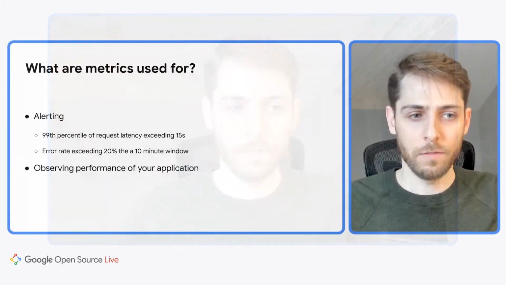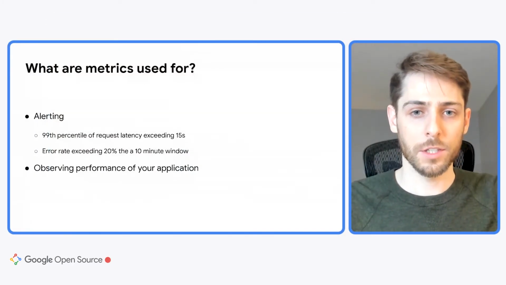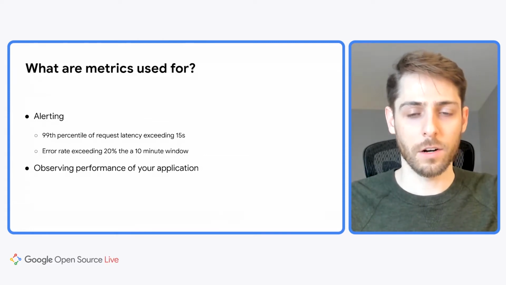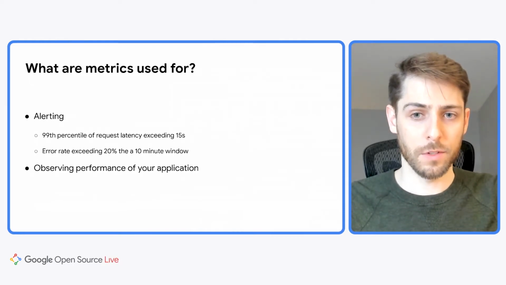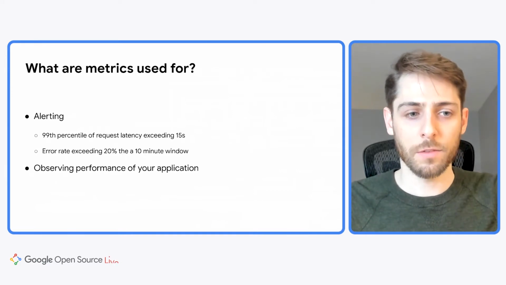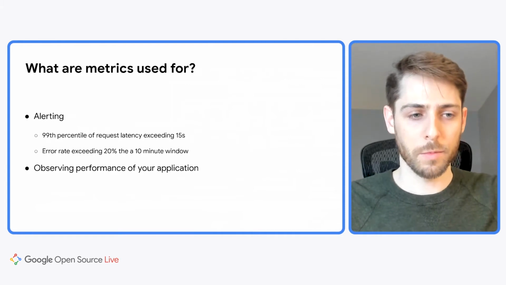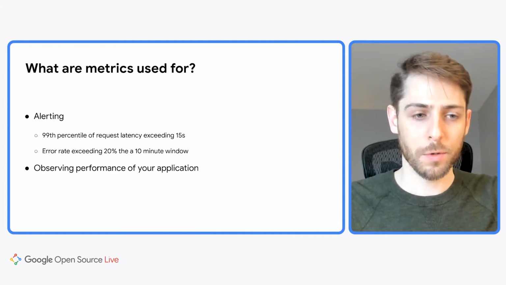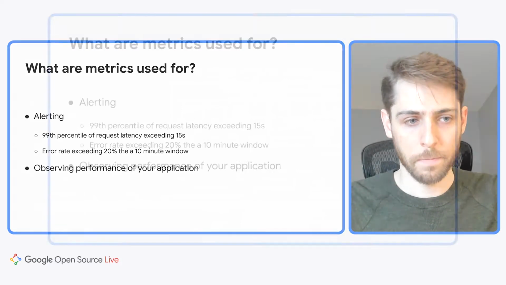Cool. So what are metrics used for? Very often they're used for alerting. This is like something goes wrong with your application, or you're hitting too many exceptional cases and you want to notify an on-call and make a change. Usually you'll define some sort of alert conditions based on your metrics. These could be like 99th percentile of request latency is exceeding 15 seconds. Another common one would be the error rate is too high, say 20% of your requests are errors in a 10-minute window.